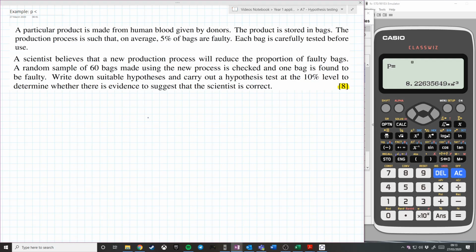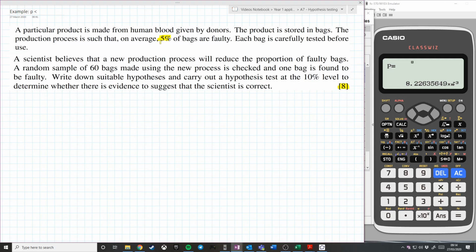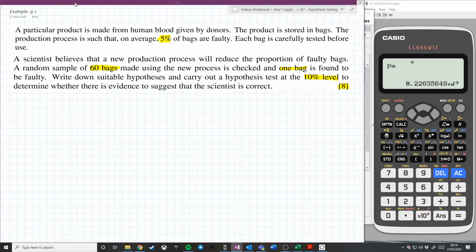Okay, I'm going to continue. There's a couple of things to spot here, and it's always a good idea to write down the key information from the question. So some key information: I can see this 5%, I can see this 10% over here, I can see 60 here, and I can see 1 bag there. So I'm going to start off by setting up the thing.